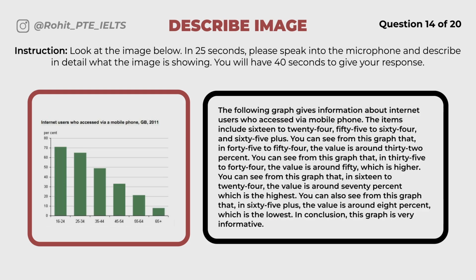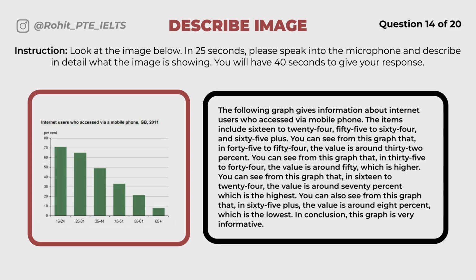The following graph gives information about internet users who accessed via mobile phone. The items include 16 to 24, 55 to 64, and 65 plus. You can see from this graph that in 45 to 54, the value is around 32%.